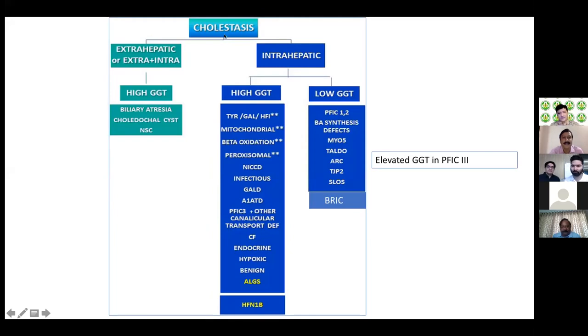Here, sir, is just a quick summary of cholestasis. These are the extrahepatic causes of raised GGT. In intrahepatic causes, you can also have high GGT in mitochondrial disorders or beta oxidation disorders, as well as disorders of the canalicular system. Low GGT is classically associated with PFIC and BRIC, and elevated GGT is seen in PFIC3, sir.